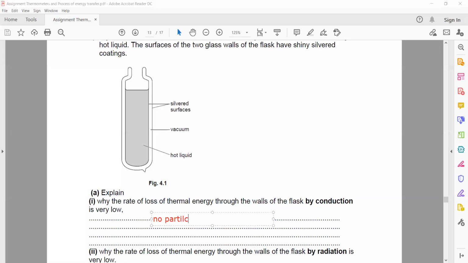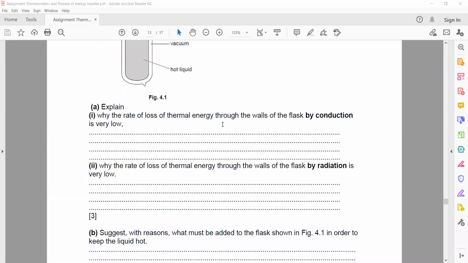But it is also acceptable, you can also say that glass is not a good conductor, that also reduces the heat energy lost by conduction. So no particles between the walls, so reduced or no conduction, or reduced heat loss by conduction.